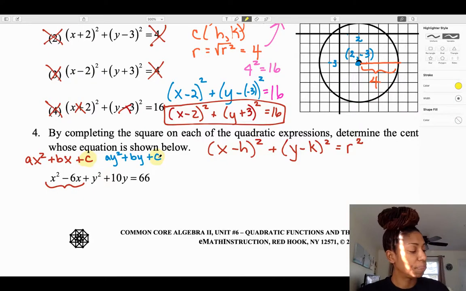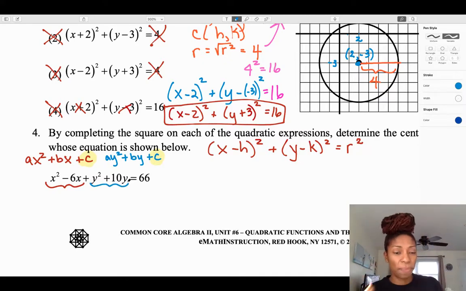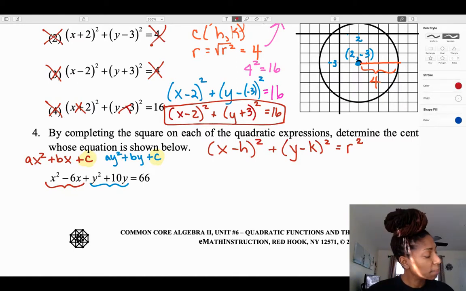Okay. We'll do that for the y's. So we have to do it piece by piece, okay? So let's start with the x's. So x squared minus 6x.